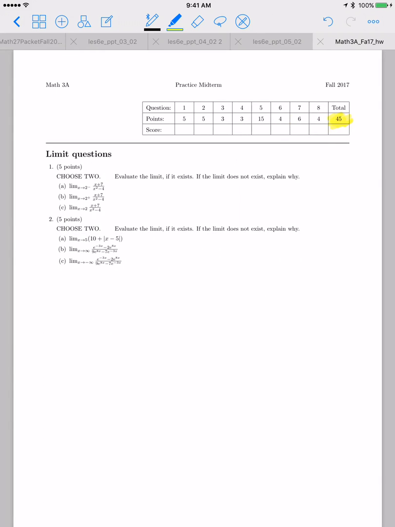And 100 minutes. So give yourself 100 minutes. Just go somewhere quiet. You can use the unit circle. Okay. And good luck.